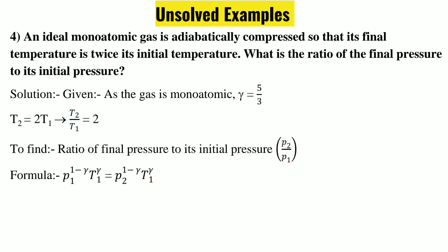As it is a monoatomic gas, gamma's value you should be knowing, that is 5/3. Final temperature is equal to twice the initial temperature. We can write it as T2 is equals to 2T1. So T1 को denominator में ले सकते हैं. T2 upon T1 is equals to 2. We have to find the ratio of final pressure to initial pressure, that is P2 upon P1. We will be using this formula: P1 raised to 1 minus gamma T1 raised to gamma is equals to P2 raised to 1 minus gamma T2 raised to gamma.